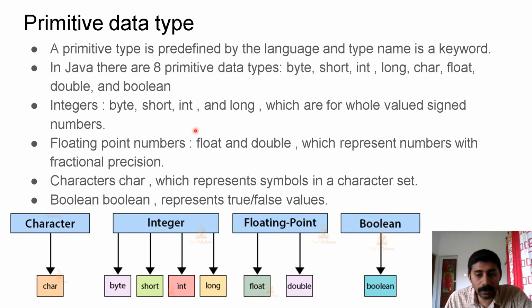And to store numbers with fractional values, you have floating point data types. They are float and double. These are to represent numbers with fractional precision. Then to store characters, meaning the alphabets of any language, which represent the symbols in a character set, you have a data type called char. Now there is a separate data type boolean that represents true or false values. Thus we have 8 primitive data types in Java programming language.